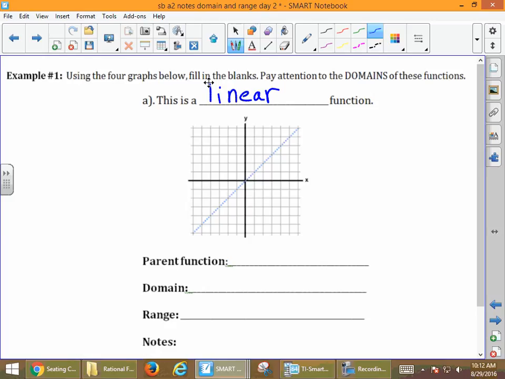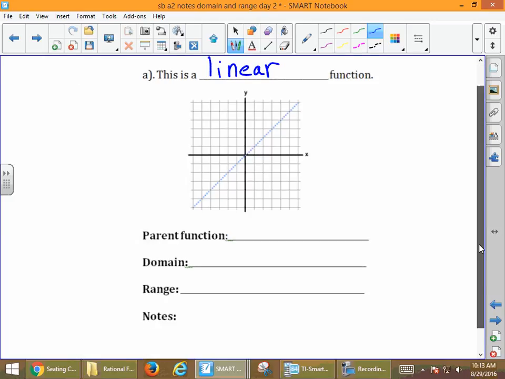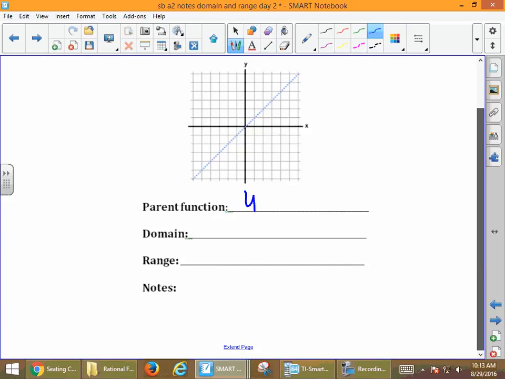And what we have graphed here is the parent function. It's the simplest of lines with a slant, and its equation is y equals x. Does anybody recall what we said the domain of any line with a slant is from our previous notes?